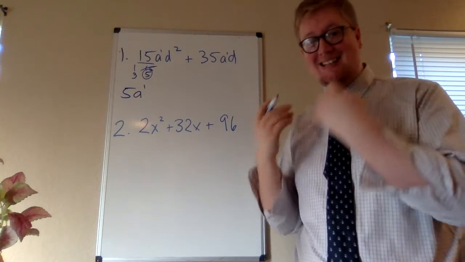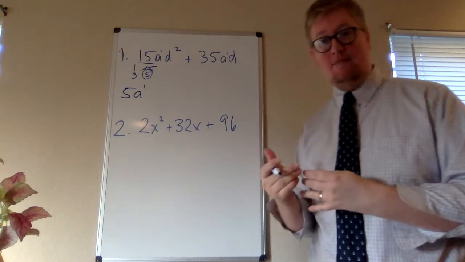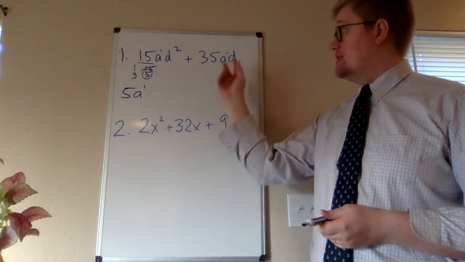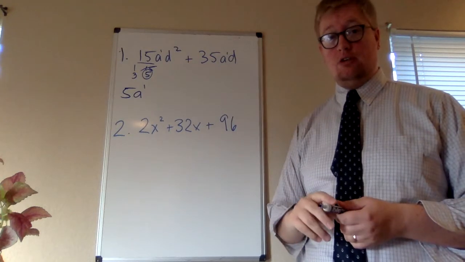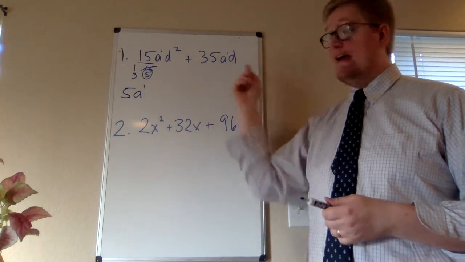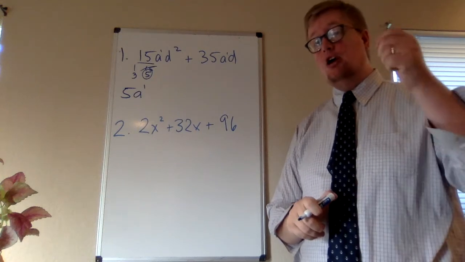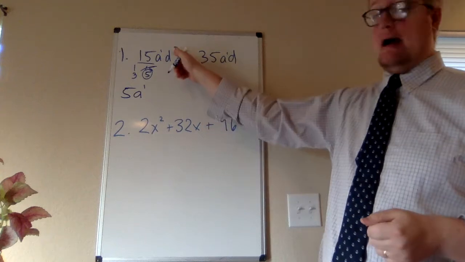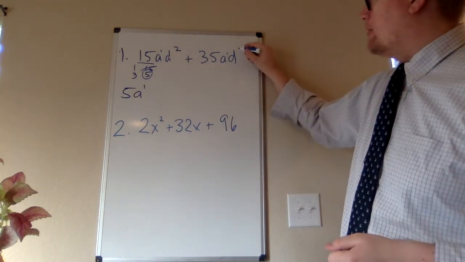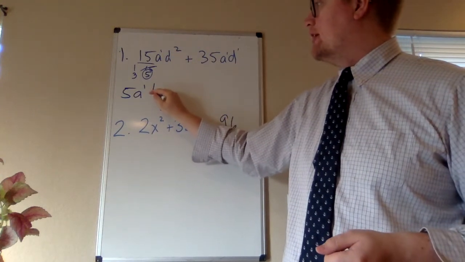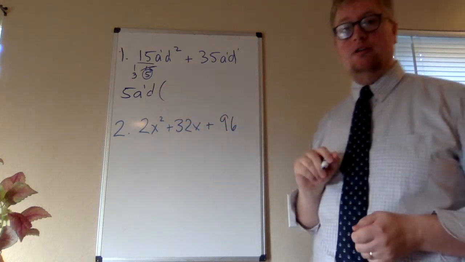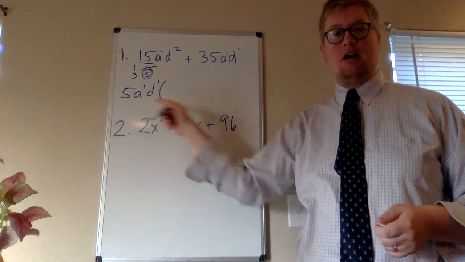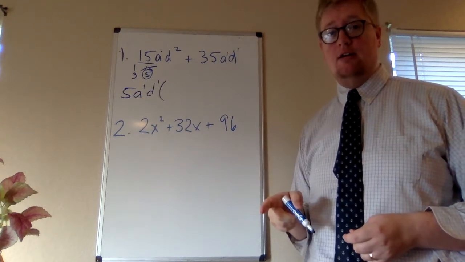And then I move on to my second variable, D. D is part of my greatest common factor because there's a D in both of these terms. Now I have a D squared here and just a D there. Now remember, you always factor out the lowest power. So I have a power of 2 and a power of 1, so I'm going to factor out D to the 1. This right here is my greatest common factor. That's how we identify it.